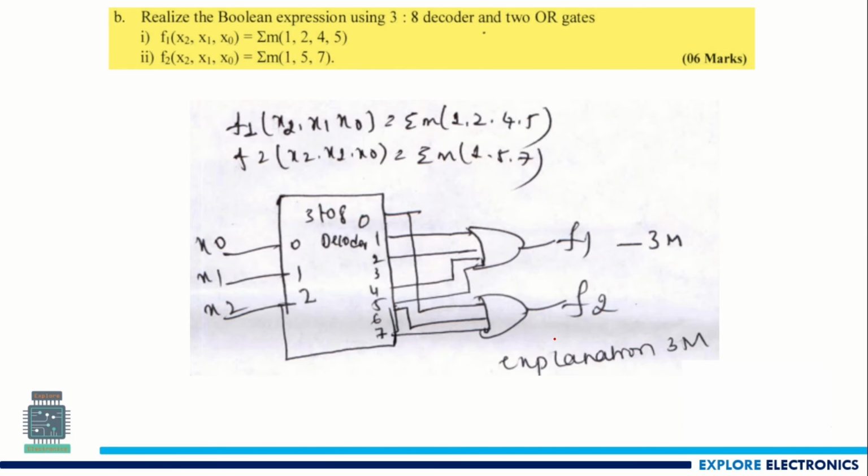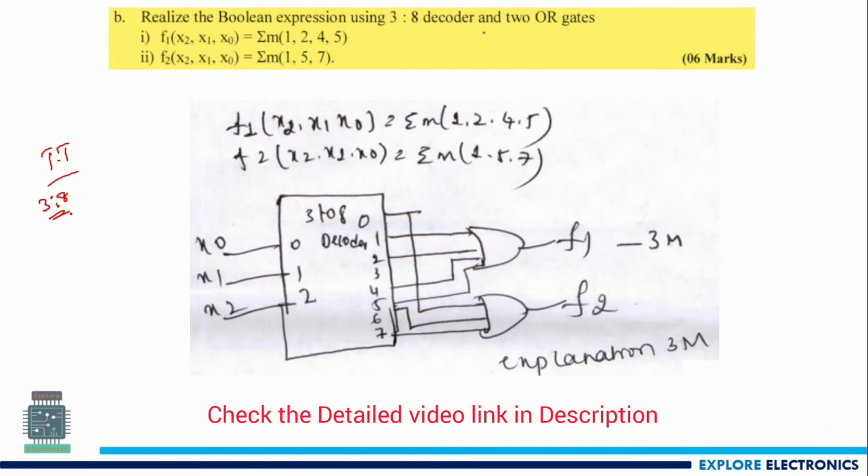Realize the Boolean expression using a 3:8 decoder and 2 OR gates. It is better to write the truth table of the 3:8 decoder; here I have not given it. Write the truth table, then take the function and implement it using the 3:8 decoder. The 3:8 decoder implementation is also available in the playlist as a separate video. Visit that and understand completely how you can easily do the implementation using the decoder.